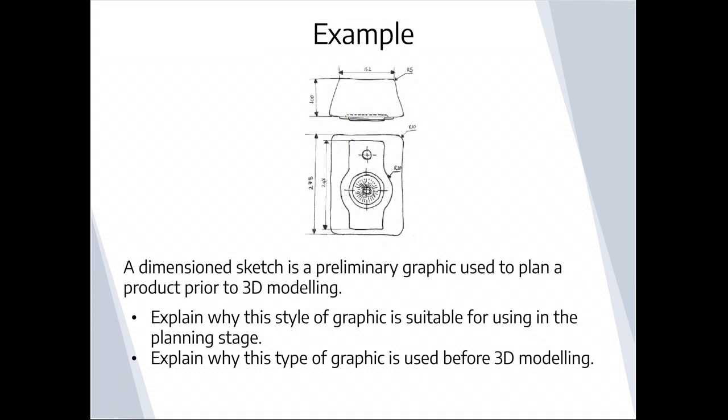Let's now take a different example of a preliminary graphic. In this case, we've got a dimension sketch, and it's been used to plan the production of an object prior to it being 3D modelled. You can see it shows an elevation, a view from the front, and above it a view of the plan, which is a view from above. It's got dimensions added to it, again to British standards, but it is a rough sketch, and it just gives you a quick indication of what it's going to look like.